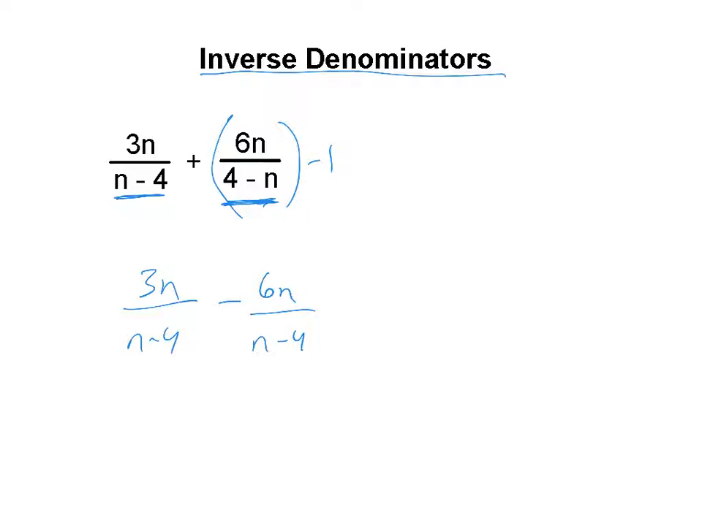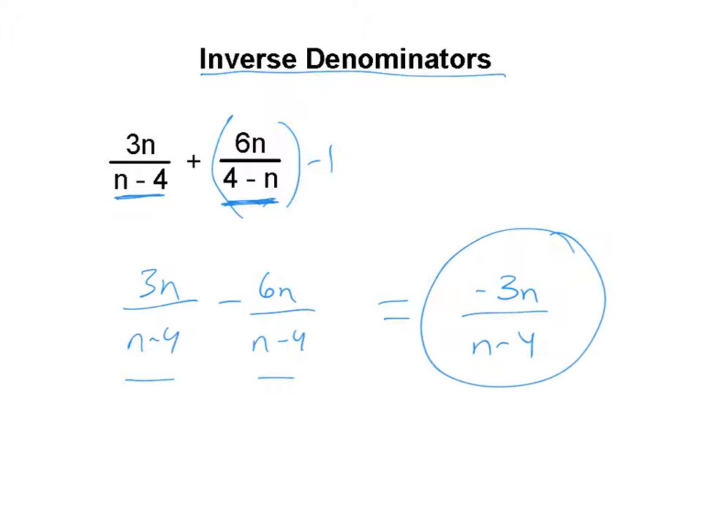So now we can do it. Notice, our denominators match, and so we just leave those be. And then 3n take away 6n gives us negative 3n. And that's our final answer.